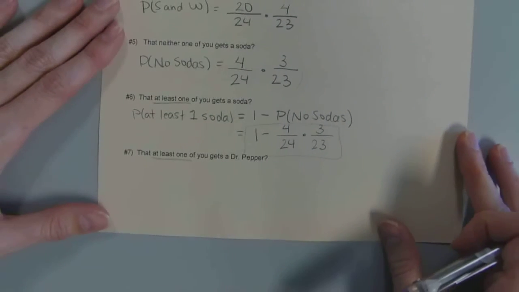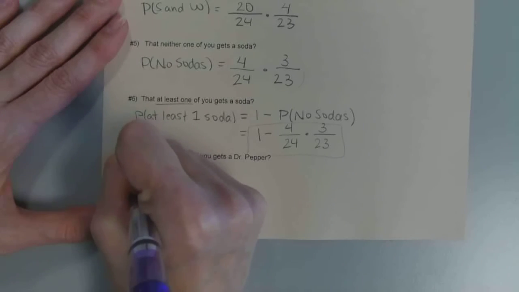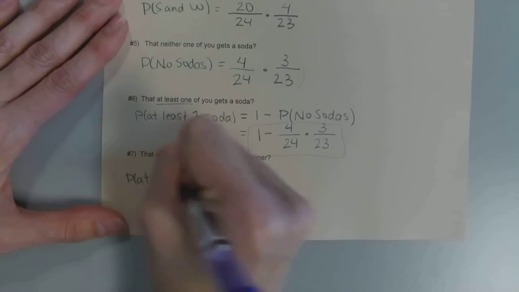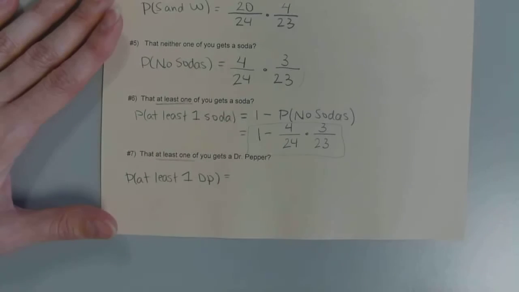Okay, so let's do this last one to see if we really get it. At least one of you gets the Dr. Pepper. So the probability at least 1 Dr. Pepper. DP.